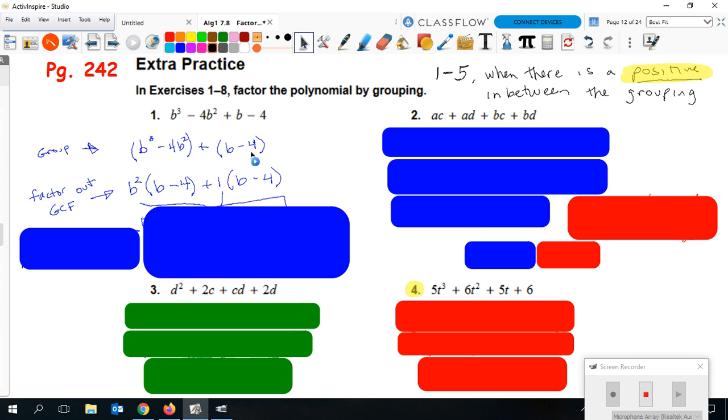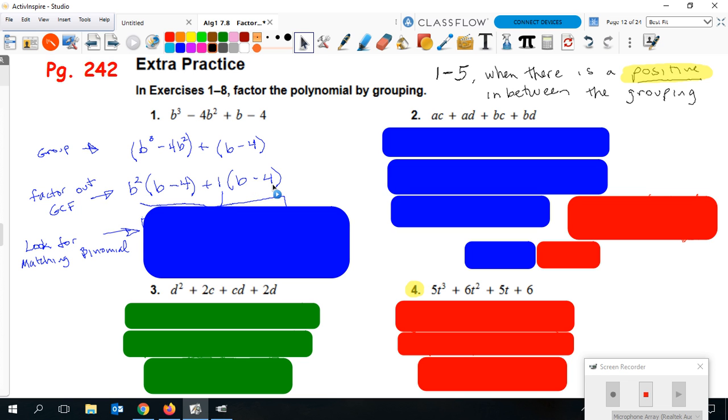There is no GCF, no greatest common factor between these two terms. So that means we would just factor out a 1. We would put a 1 here, and then we still have the b minus 4. Okay, that's our second step. Our third step, once we've factored out the GCF, is to look for a matching binomial. And between these two, there's a matching binomial of b minus 4.